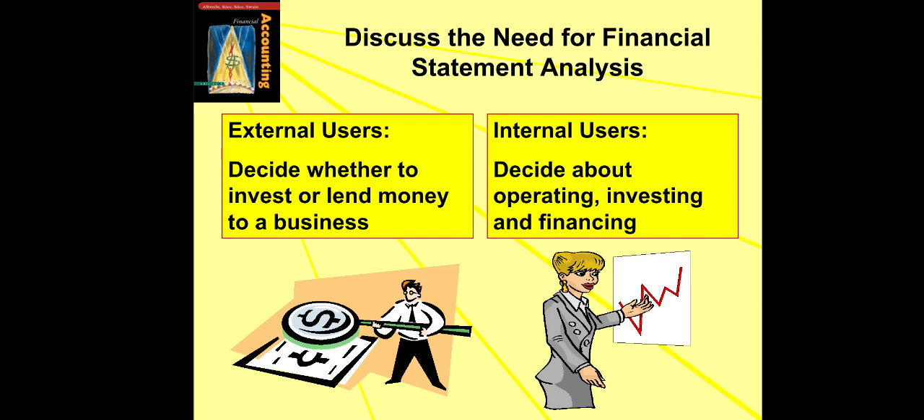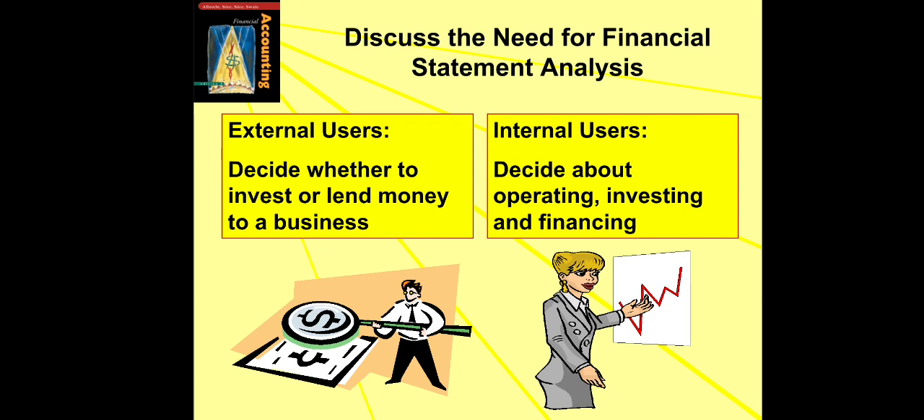For external users, lenders, for example. Lenders are parties who give loans. They do financial statement analysis. Why do they do financial statement analysis? Because they want to make a lending decision. Lenders like banks and financial institutions do financial statement analysis because they want to make a lending decision. They want to decide whether to give a loan or not to give a loan.